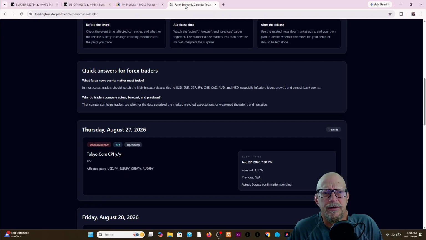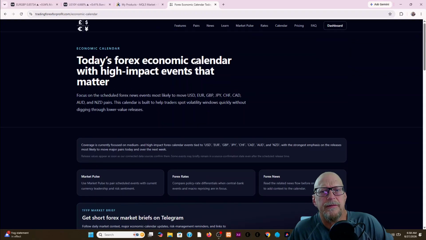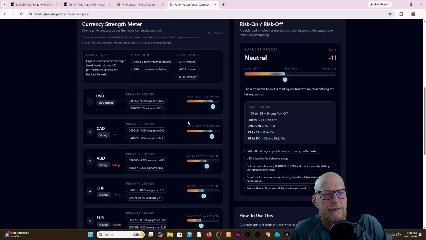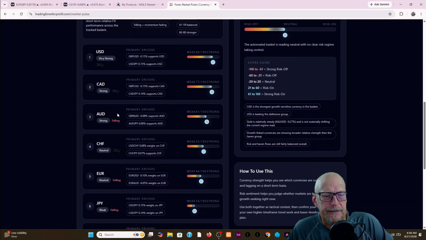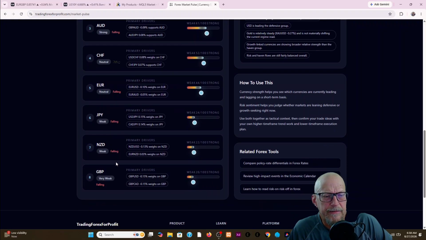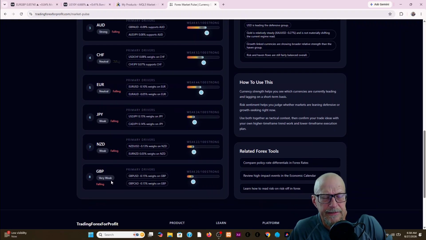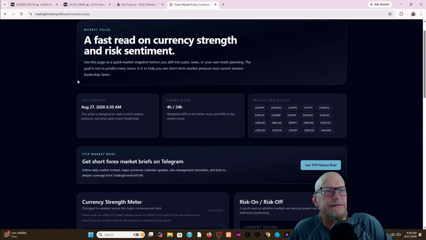Let's take a look at market pulse again. Something I did not look at in market pulse was the leaderboard, the currency strength meter. So the dollar's on top, followed by the Canadian. That's interesting. And then the Aussie underneath that. Japanese yen is way down here, followed by the British pound way, way down there. How about that? So that's something to consider.